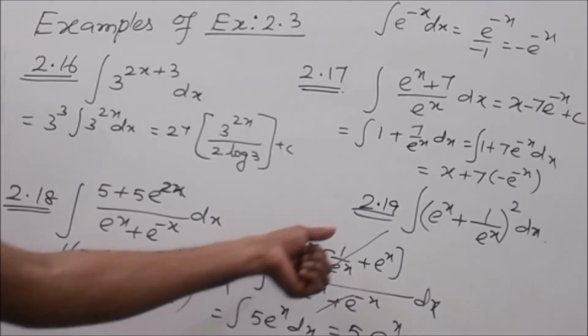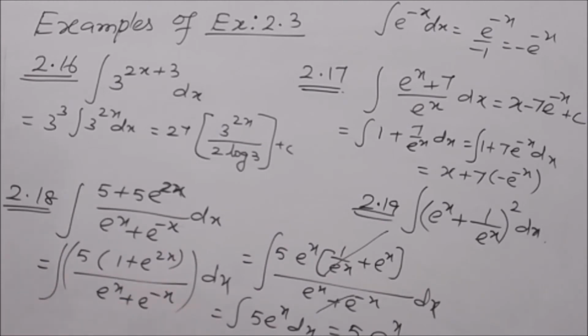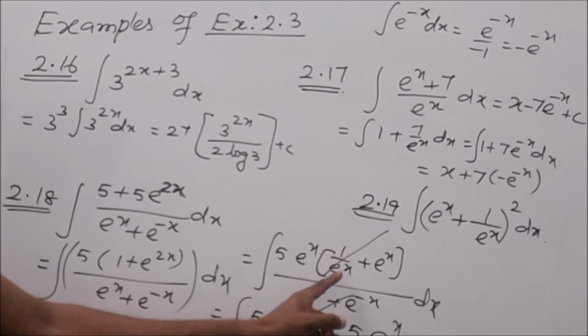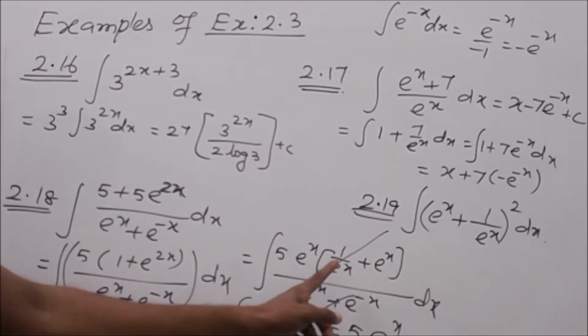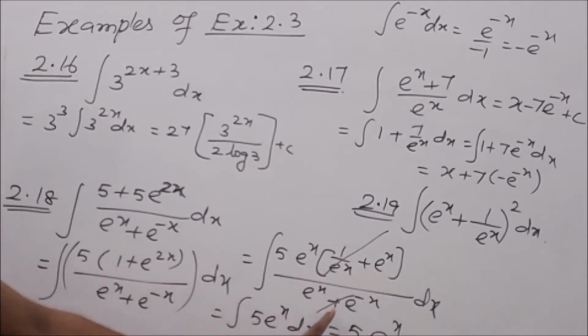Here there is no e^x, it is divided by e^x. We have e^2x, taking 1 e^x, remaining e^x. So 1 by e^x means e^-x. So e^-x plus e^x. In the denominator we have the same term, so both get cancelled. Remaining is 5 into e^x dx.